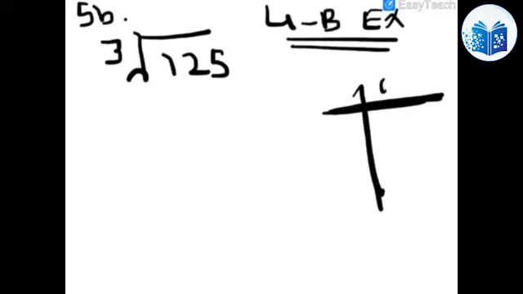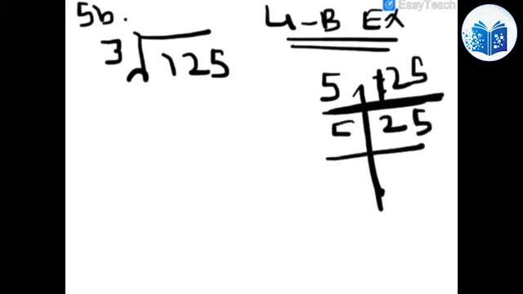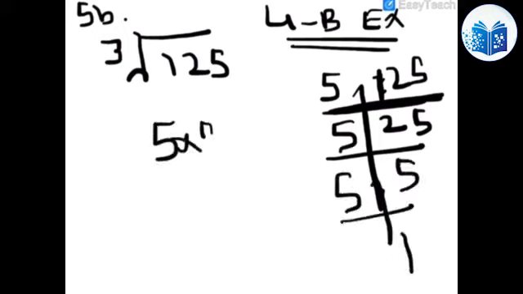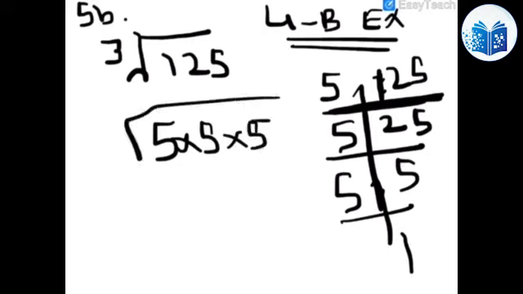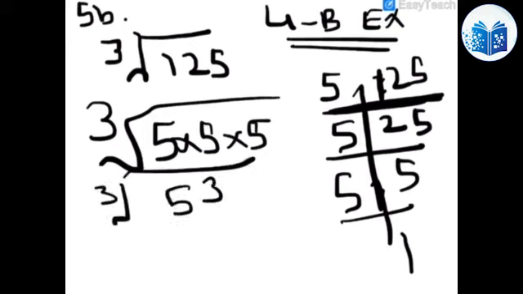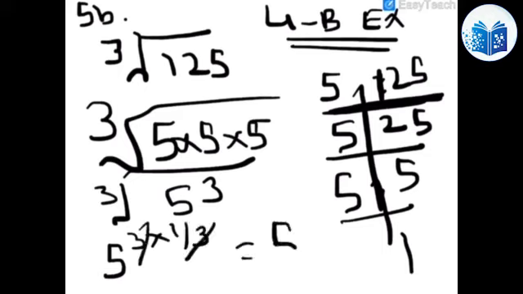125, 5 2s are 10, 5 5s are 25, 5 5s are 25, 5 1s are 5. So this is 5 into 5 into 5. This is cube root of 5 cube, which is actually 1 over 3 power, and 5. Okay. So moving on to the next question, 5C.